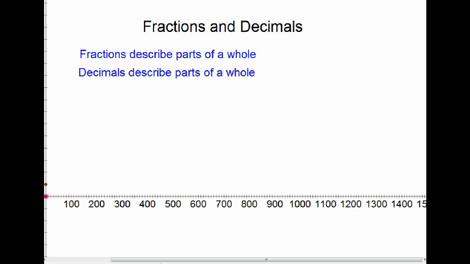The next thing we're going to talk about with fractions is fractions and decimals. And as we've talked about, fractions describe part of a whole. That's really the purpose of a fraction. Well, similarly, decimals also describe parts of a whole. So if you look towards the bottom of the page here, we have a number line.